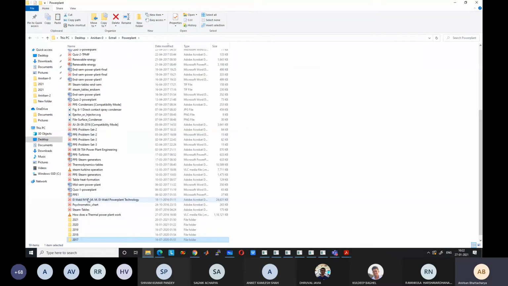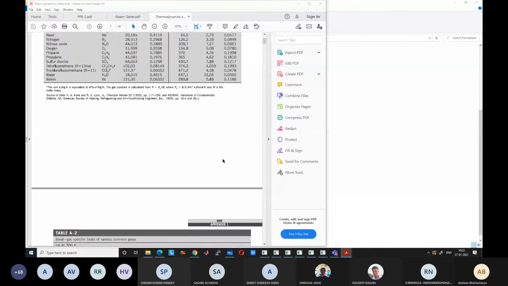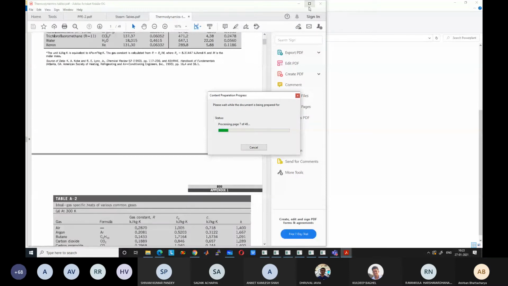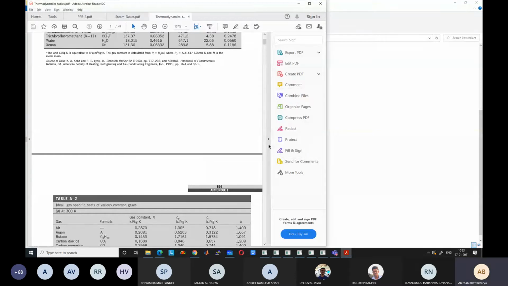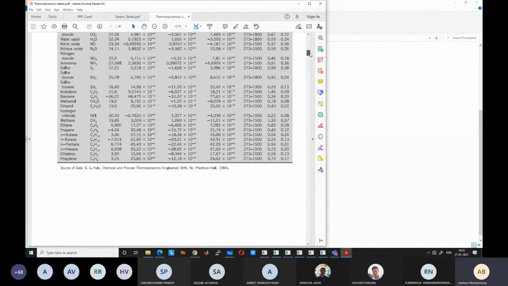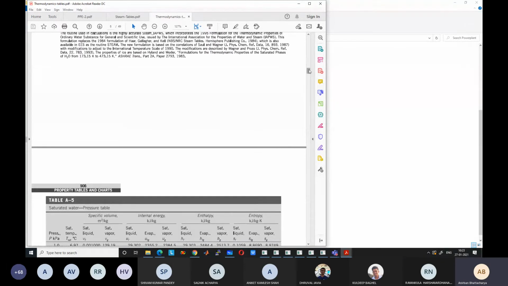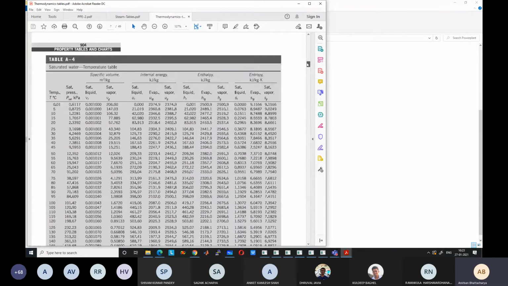Do I have the thermodynamic tables? Same table, but now from another source. Okay, same table from another source.